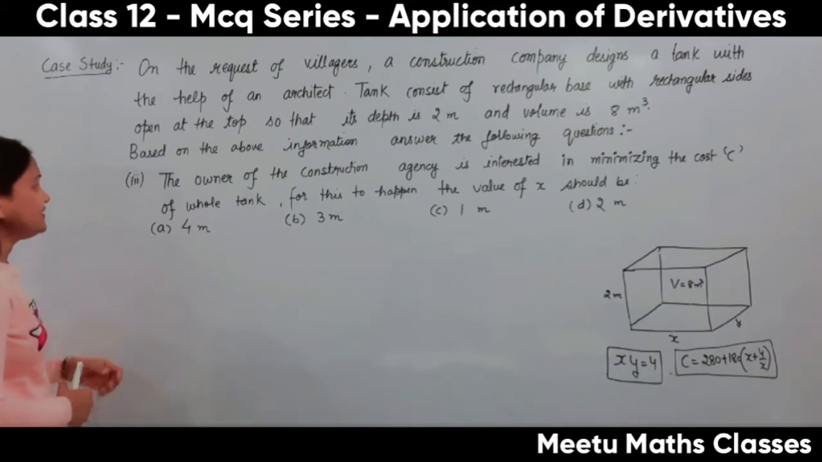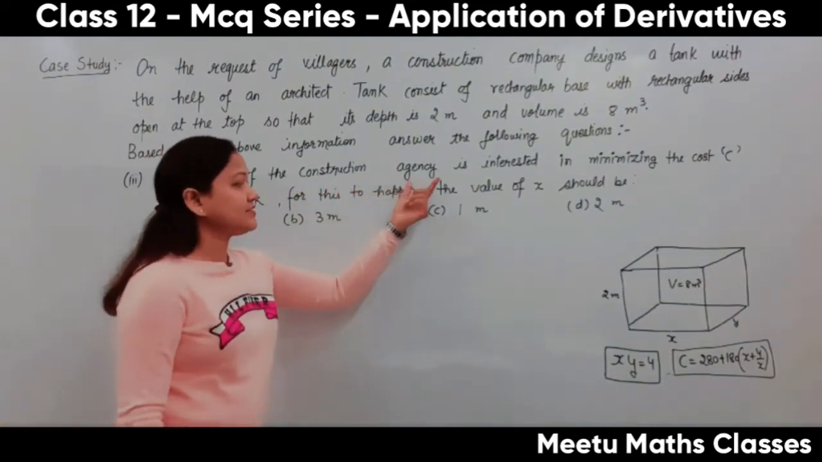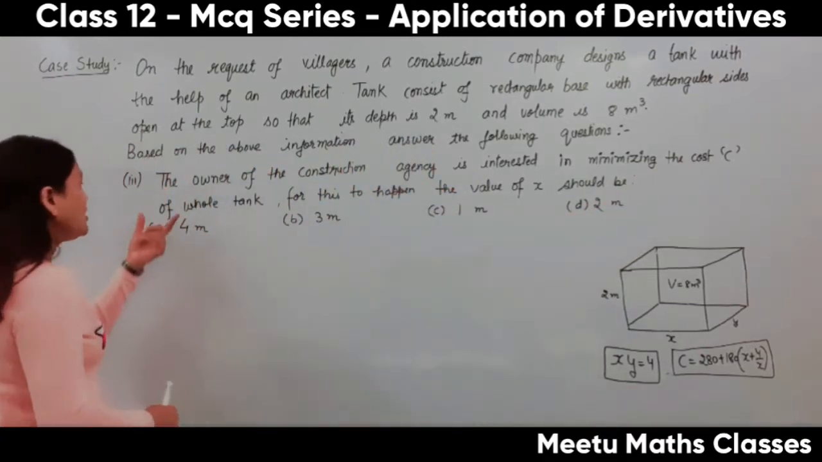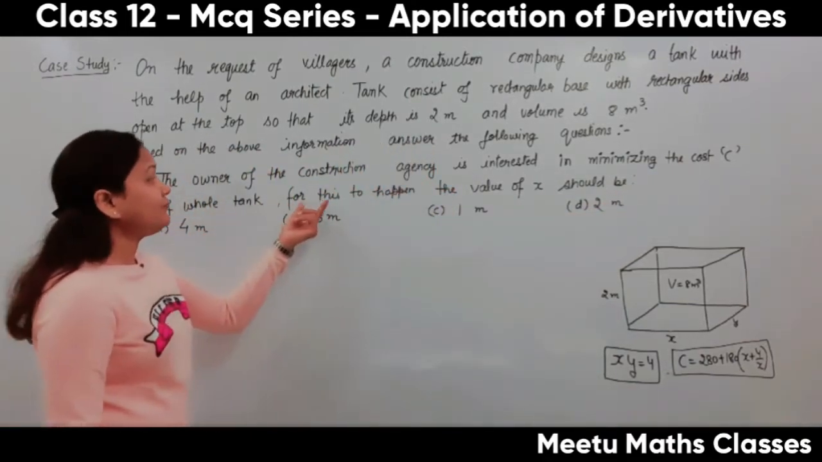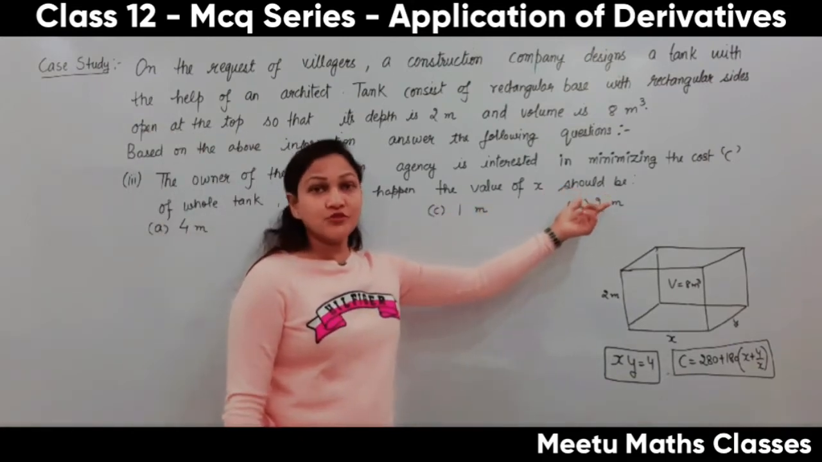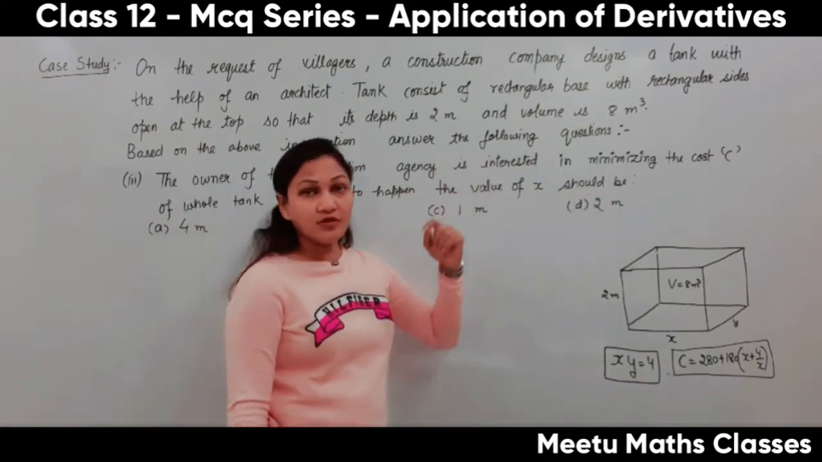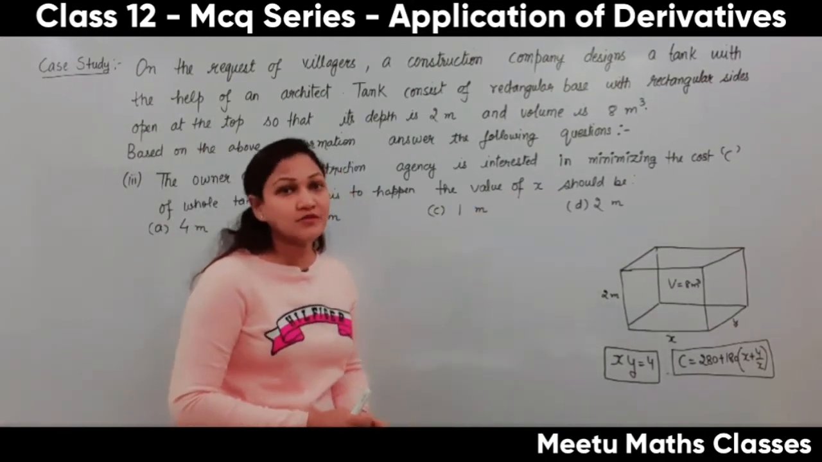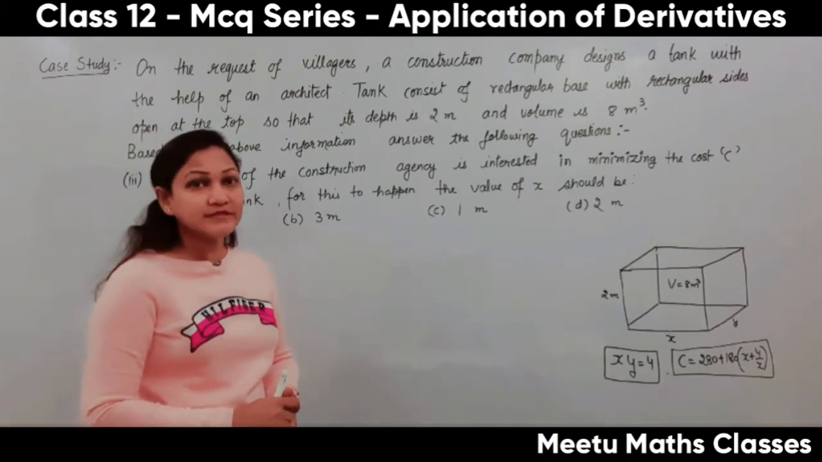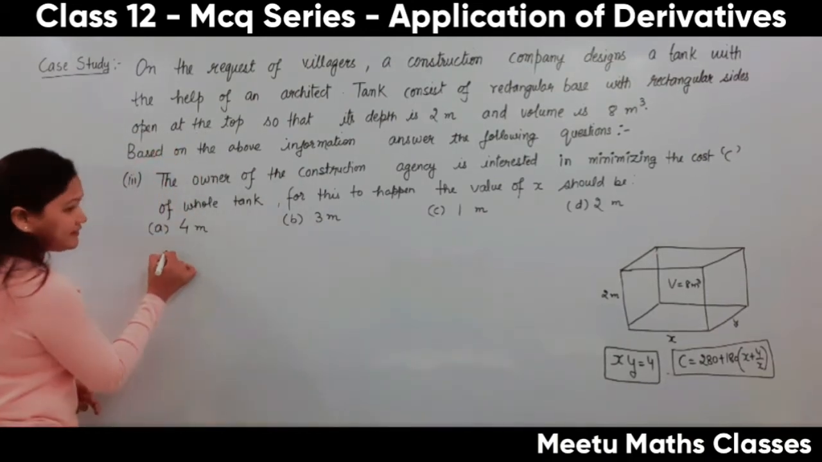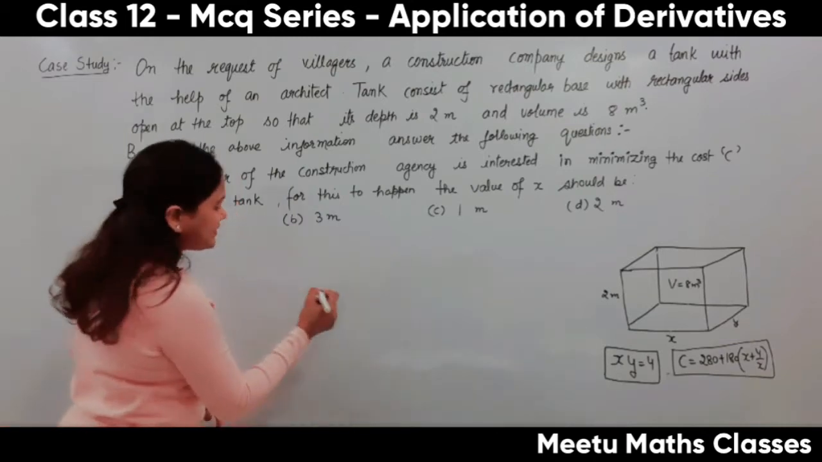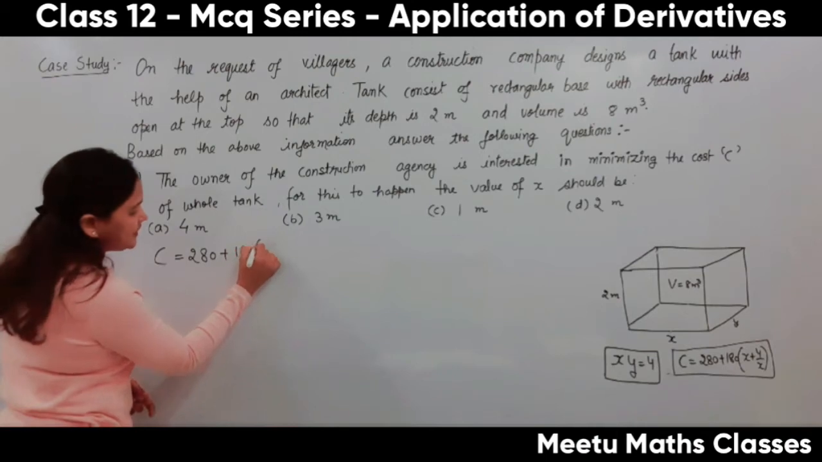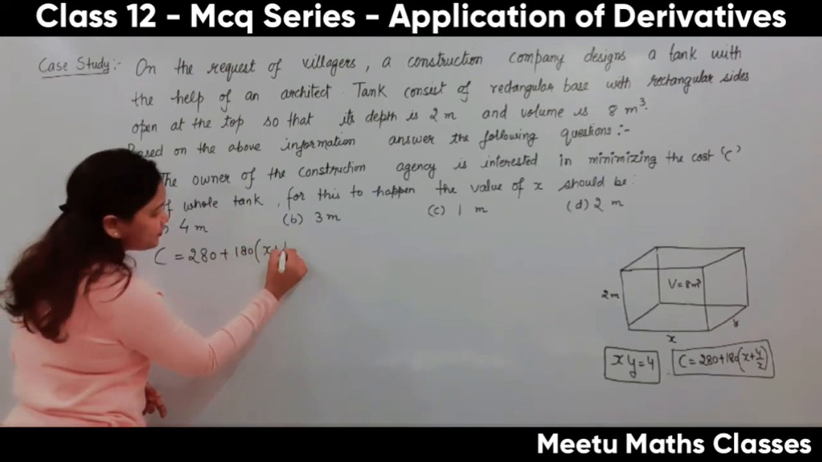Your third part is, the owner of the construction agency is interested in minimizing the cost function of the whole tank. For this to happen, the value of x should be, he wants to minimize the cost of construction and he wants to know for what values of x the construction cost is minimum. So we know that the construction cost function is 280 plus 180 into x plus 4 by x.